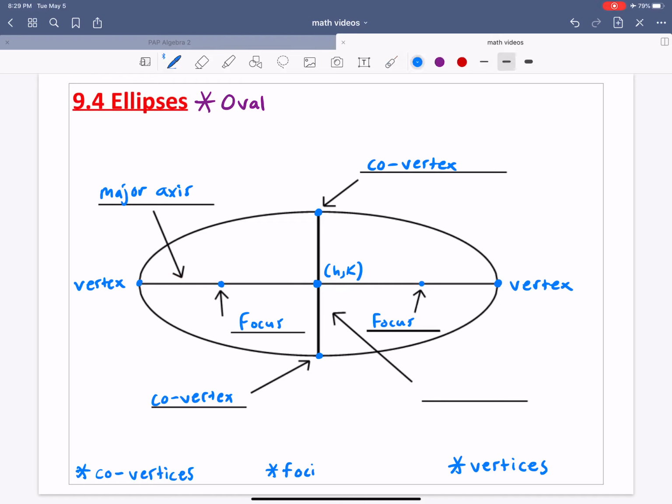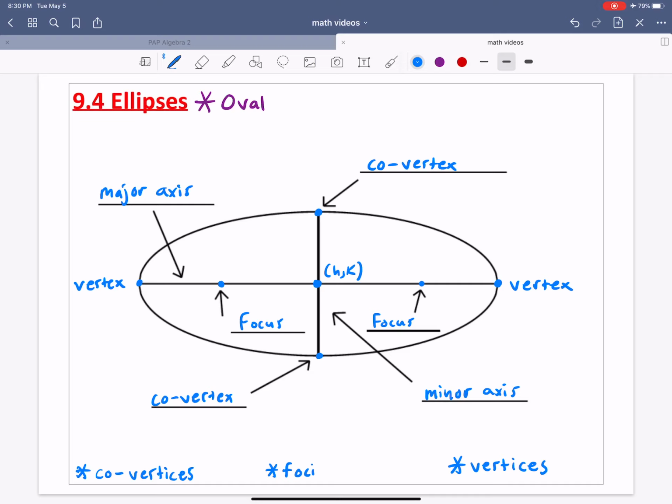Now, some of you are probably really wise, and you could already guess what the line segment that connects the co-vertices is called. It's not the co-major axis. It's called the minor axis because it is smaller than the major axis.